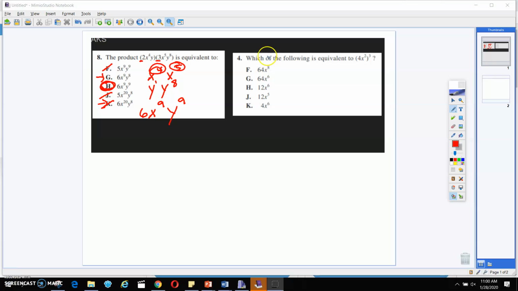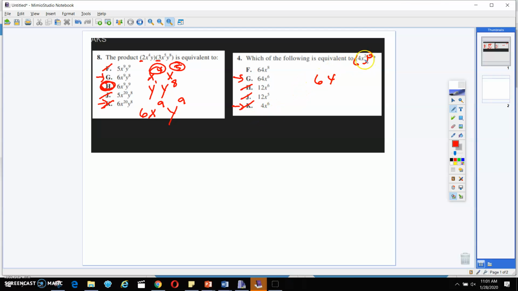Okay? Which of the following is equivalent to 4x to the 2nd power, raised to the 3rd power? What'd you come up with for this one? Somebody said G. Somebody said K. Okay? So what we're going to notice is that we've got these parentheses and we've got this 3 on the outside. So what's 4 to the 3rd power? 64. So that's going to go ahead and take care of H, J, and K.